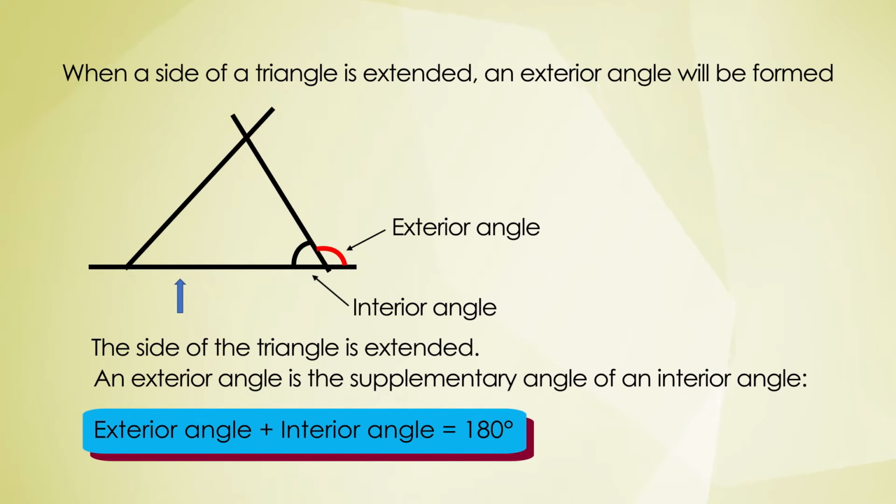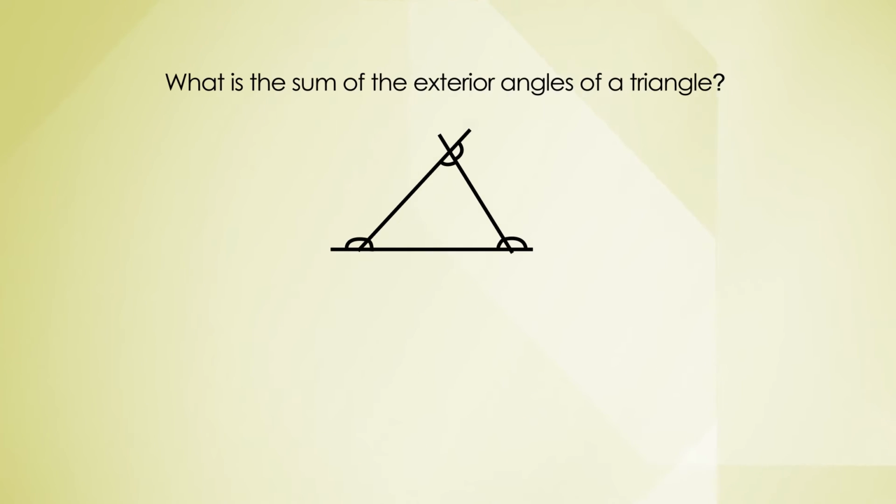Just like the interior angles of a polygon, we can also find the sum of exterior angles of a polygon. Do you know how to find the sum? Let's learn it now. The triangle shown has its interior angles marked with the letters A, B, and C, and the exterior angles with the letters K, L, and M.